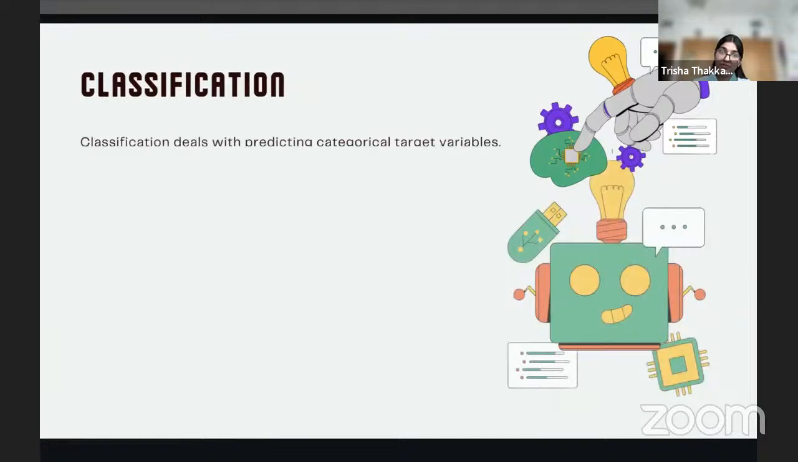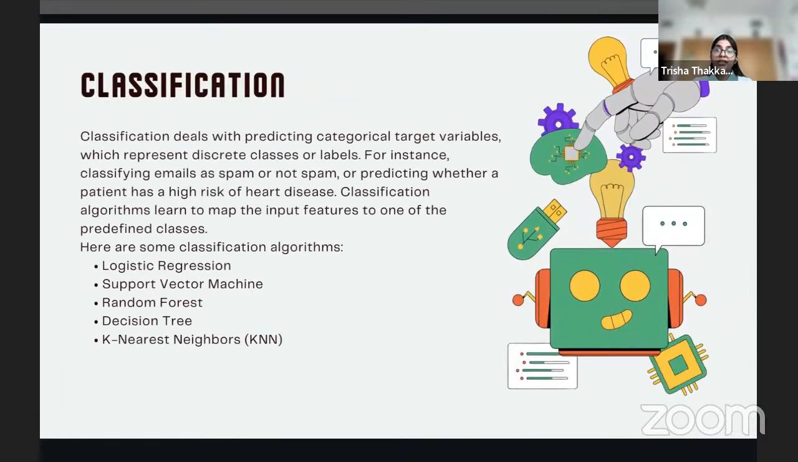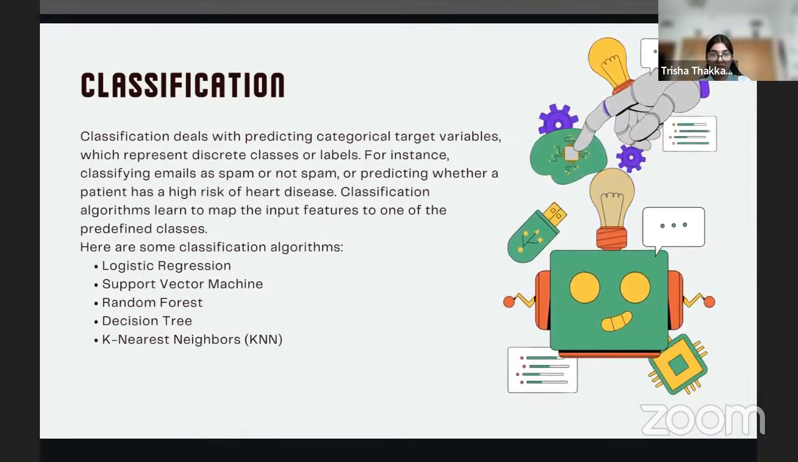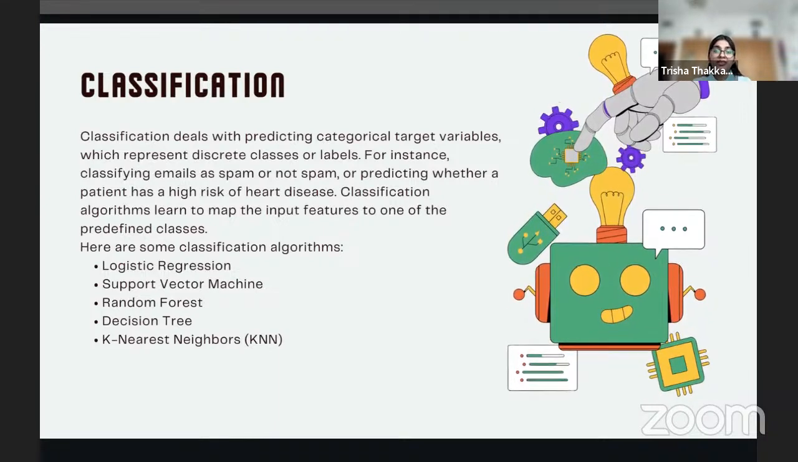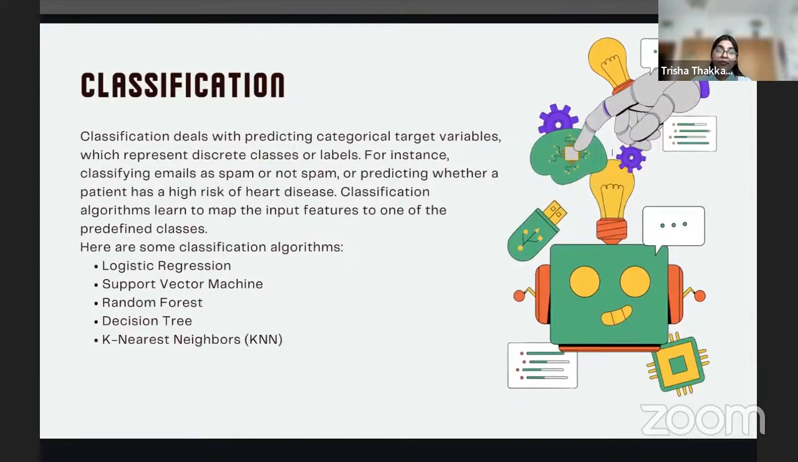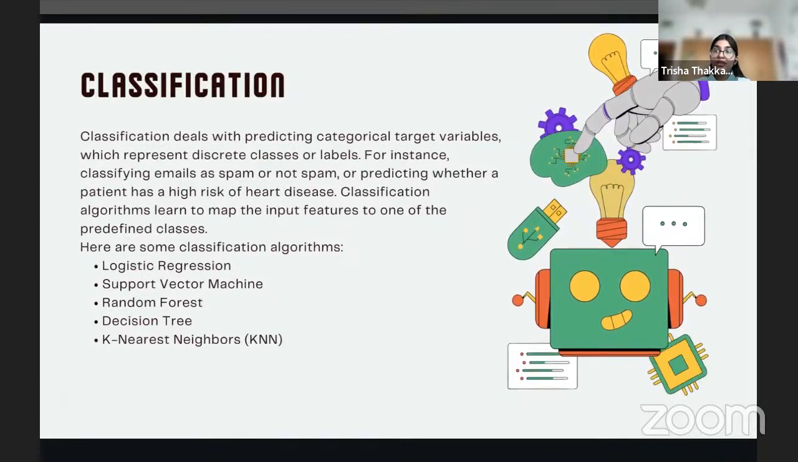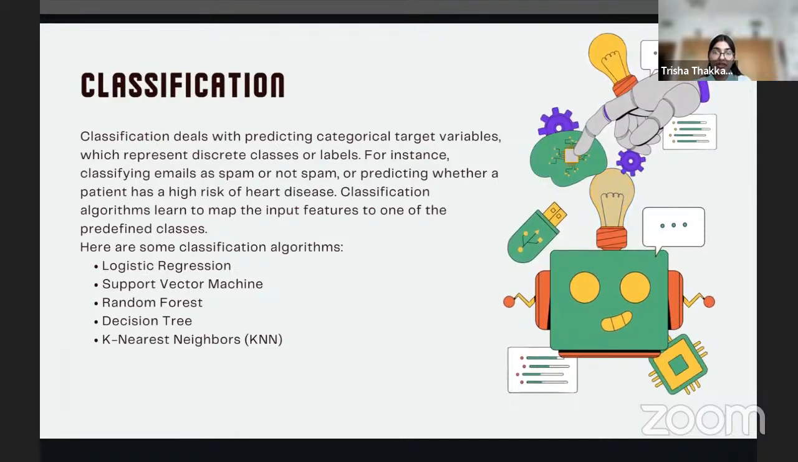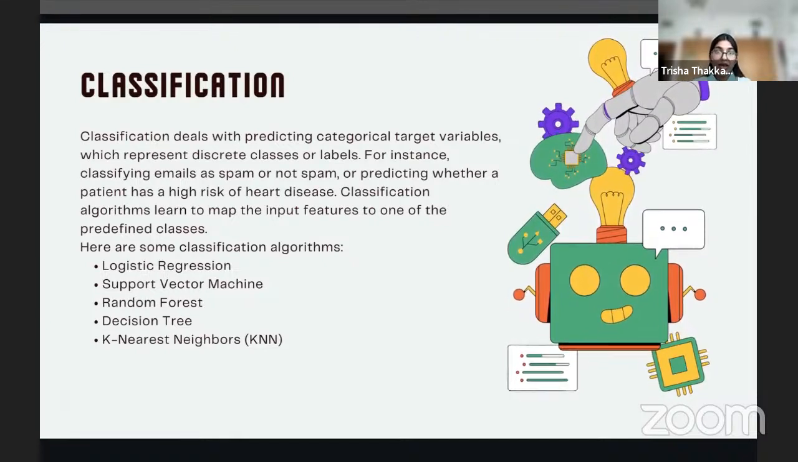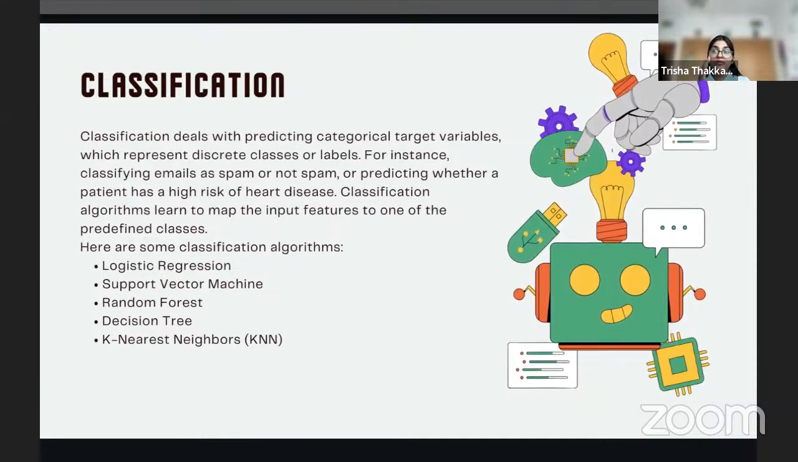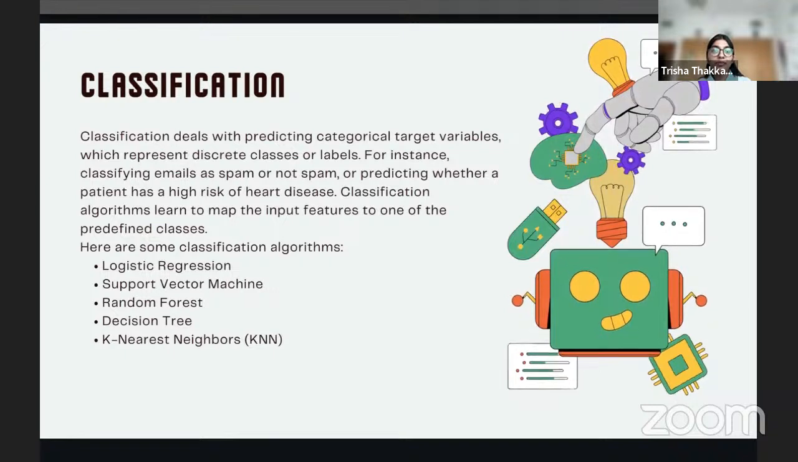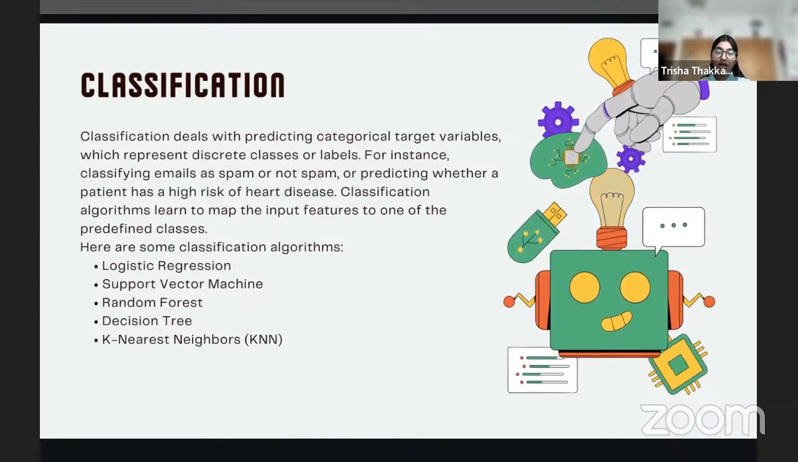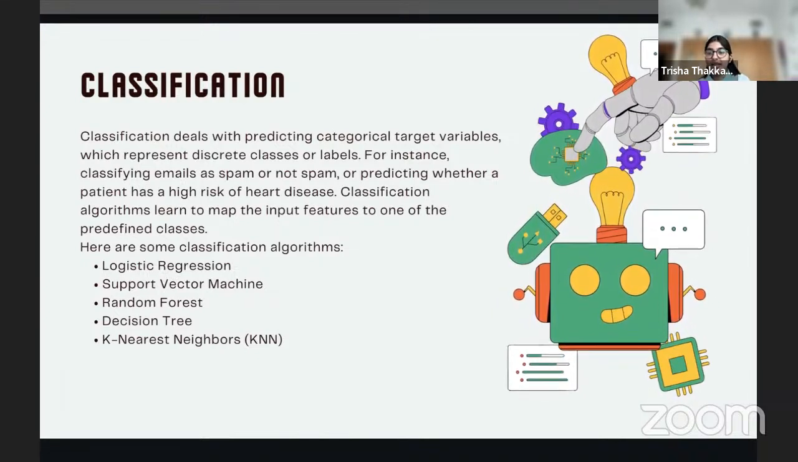So, what is classification? Classification deals with predicting categorical target variables, which represent discrete classes or labels. For example, classifying emails as spam or not spam, or predicting whether a patient has a high risk of heart disease, are all examples of classification. It looks at previous data and classifies the new data into different sets. It learns to map the input features onto one of the predefined classes. Some classification algorithms are logistic regression, support vector machine, random forest, decision tree, and KNN.